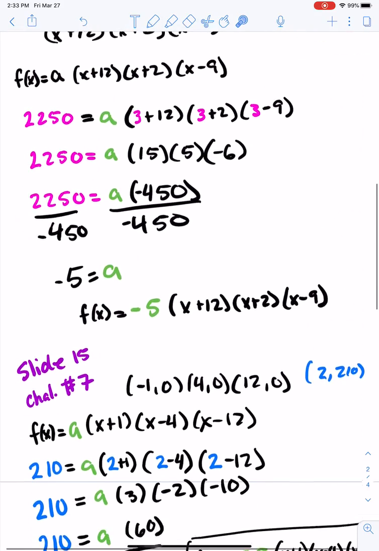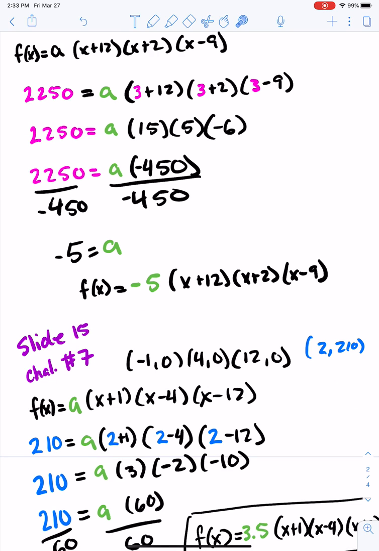This one we solved and we got -5. That means we're going to face upside down, or the right arm is rather, because the left arm is going to go up. This is not odd function. But we're going to head down because of that negative A value. And then also we're going to be stretched or taller by a factor of 5.